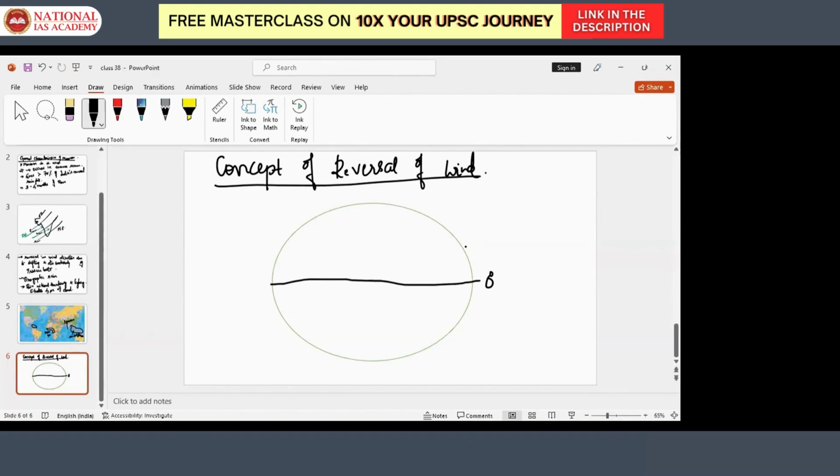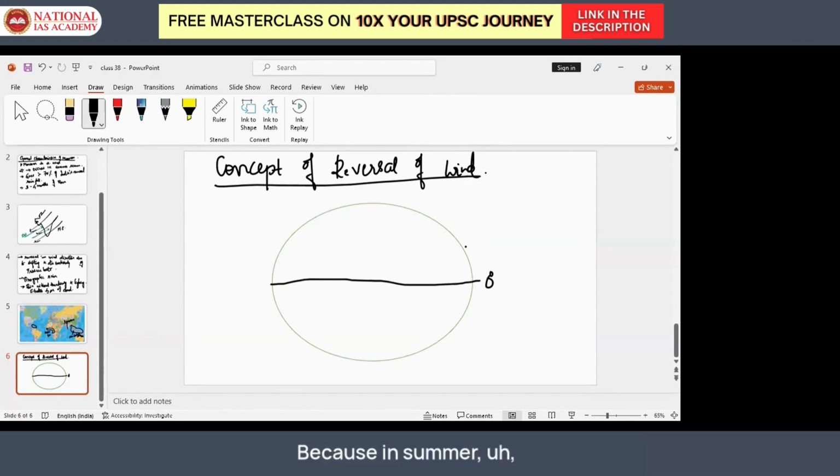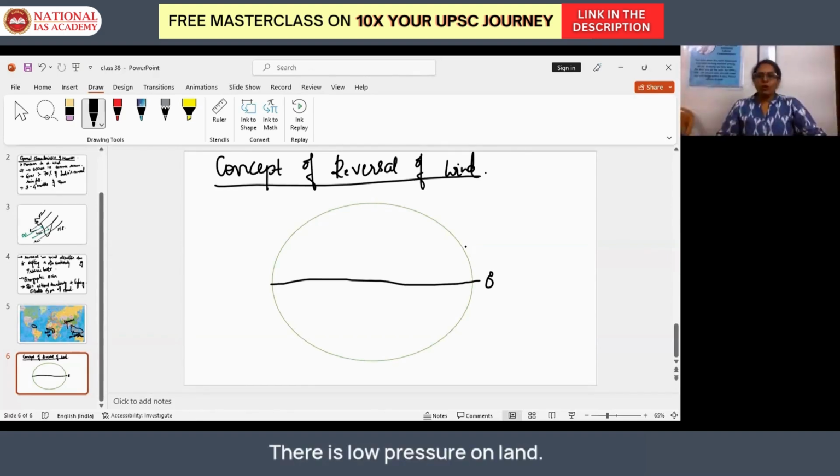Wind comes from sea to land. Why does wind come from sea to land? Because in summer there is low pressure on land.